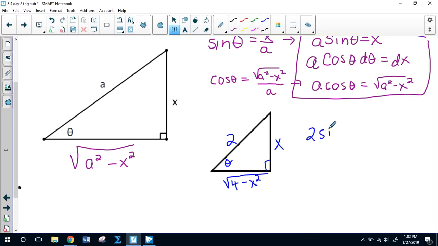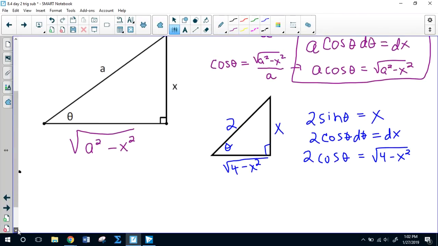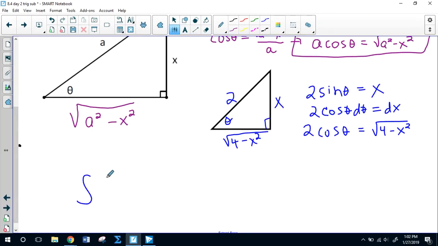So 2 sine theta equals x. This means 2 cosine theta d theta equals dx. So I'm just using this information, but you could, of course, take the derivative right here. And it also means 2 cosine theta equals the square root of 4 minus x squared. So I'm going to take all of that, I'm going to substitute it into my original integral, which obviously is on your paper, but I'm going to rewrite here.